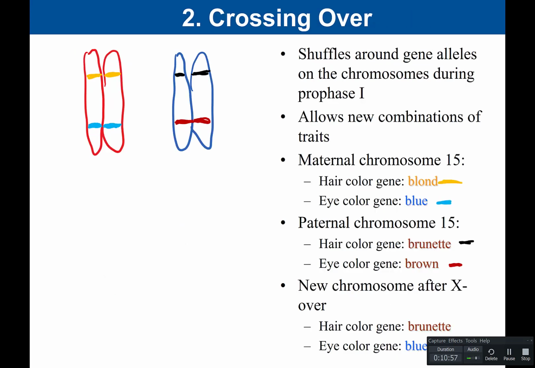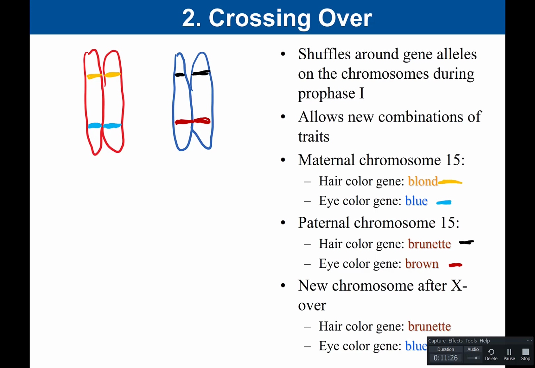Next, we have crossing over. Again, crossing over is used to provide genetic diversity, and this happens when we get the shuffling of genes on the chromosomes during Prophase I. So again, remember that in Prophase I, homologous pairs are going to match up. And when they do, they're going to cross over. And this allows for new combinations of traits.